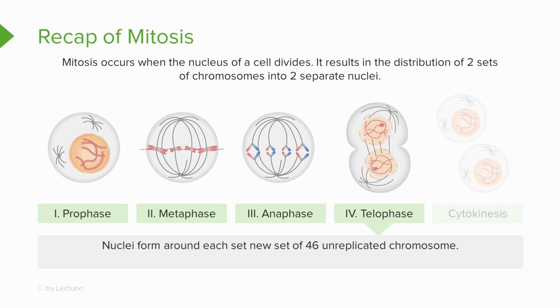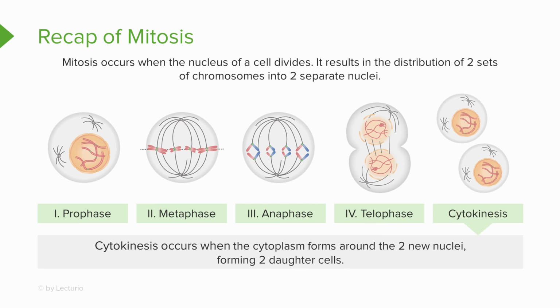Finally, after anaphase, we have telophase, where we begin to form a nucleus around each new set of 46 unreplicated chromosomes. Following telophase, we have cytokinesis. Cytokinesis is when cytoplasm is going to form around the 2 new nuclei that are formed from the daughter cells. This process is going to occur in the body, or in our somatic cells, and results in the formation of 2 genetically identical cells from one cell.